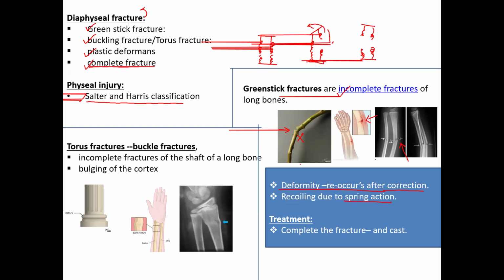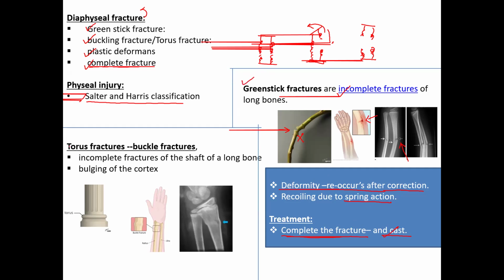So if you feel that the reduction is not adequate, you need to complete the fracture. You need to break the opposite cortex also, then reduce it and put the cast. Because if you reduce it in an acceptable alignment without completing it, it again displaces. So this is all about greenstick fracture.